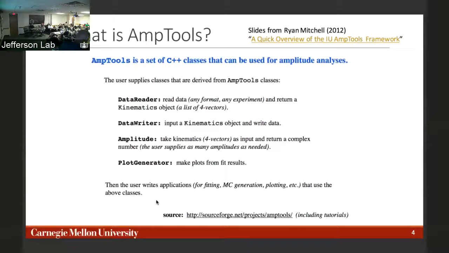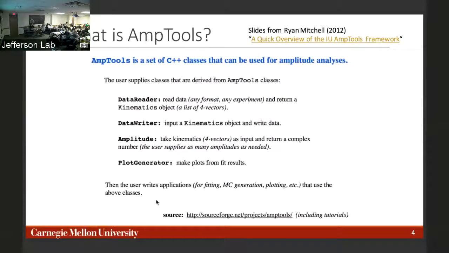Okay, so I stole these slides from Ryan Mitchell, who gave this presentation a long time ago, but it gives sort of the idea of what AmpTools is. AmpTools doesn't really provide any of the physics. That's left up to the user to provide all of this. But since we've been using this within GlueX for some time, there's already some pre-existing code, and we'll go into that a little bit later.